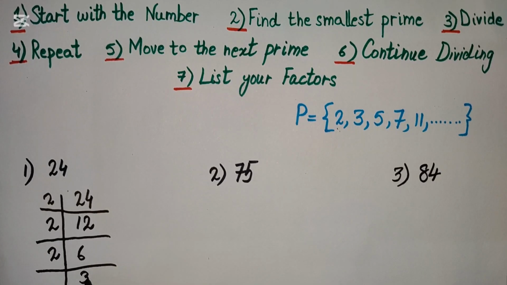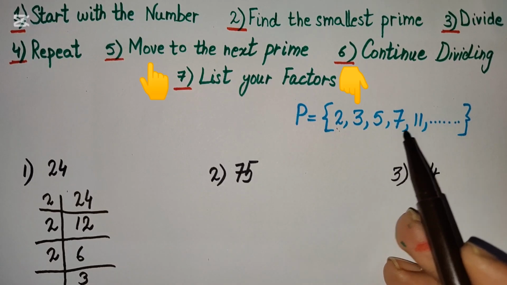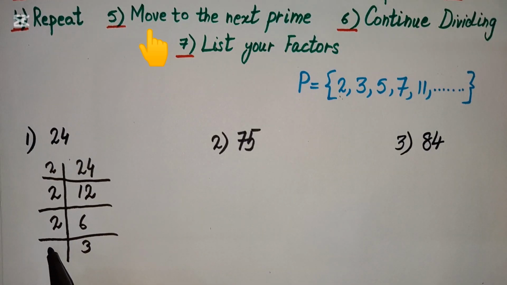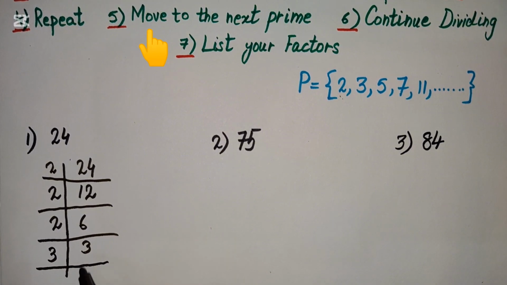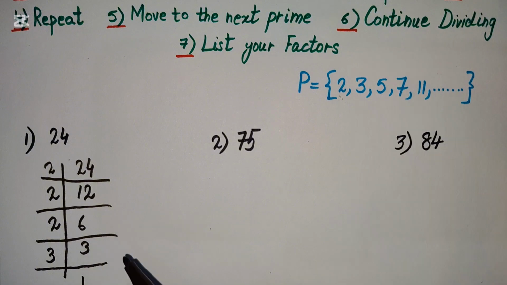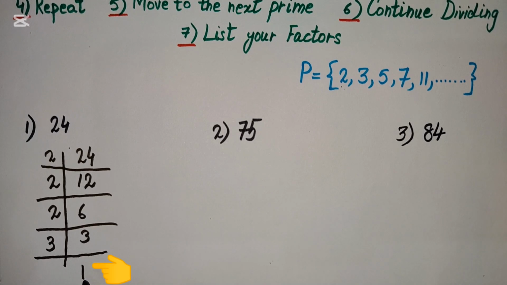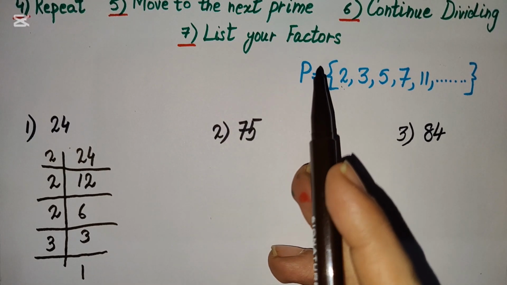Now 3 is not divisible by 2. Once you can't divide it by 2 anymore, move to the next prime number: 3, then 5, then 7, etc. So we will write 3 here. We know that 3 ones are 3. 3 divided by 3, the answer will be 1. Next step is continue dividing, which means repeat the process of dividing and writing down the prime factors until you reach 1. So we have reached 1, so we are done. Last step is list your factors.